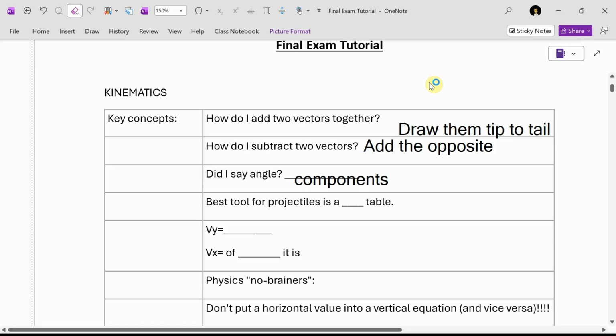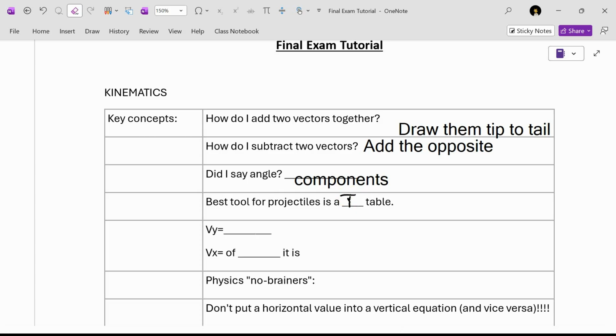And then we did some applications of vectors. We did the river question. I'm not putting that on your final exam. We did the airplane crosswind question. What I am going to be putting on your final exam are projectiles. So the best tool for projectiles, I said, was a T-table. That was my go-to if I saw a projectile.